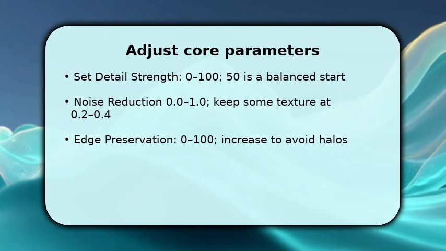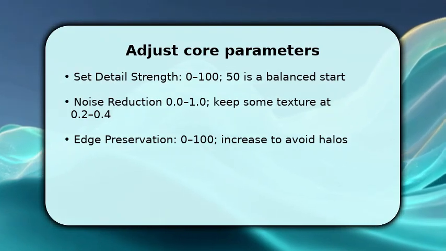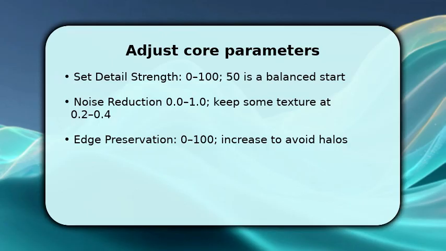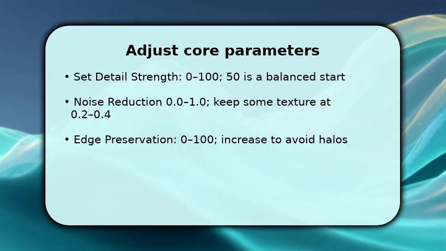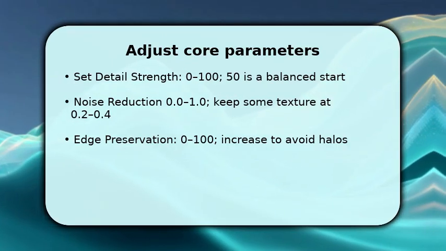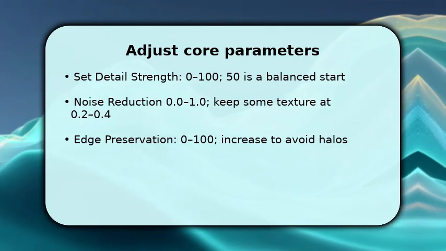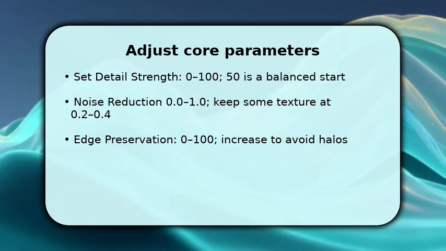Now you tune the Super Zoom controls. Raise detail strength gradually while watching artifacts because too much creates halos. Once done, dial noise reduction to between 0.2 and 0.4 to preserve natural texture.